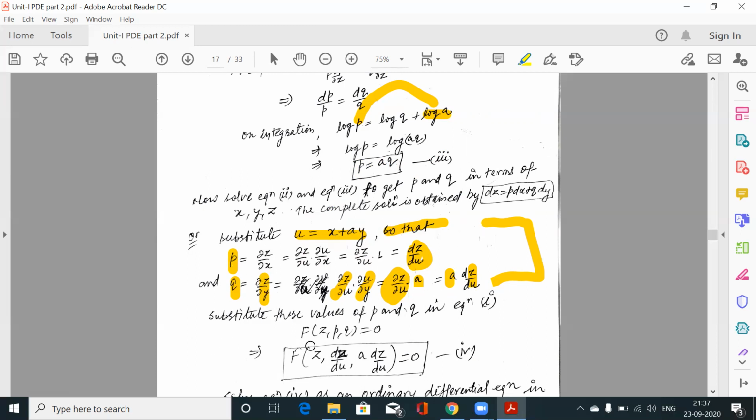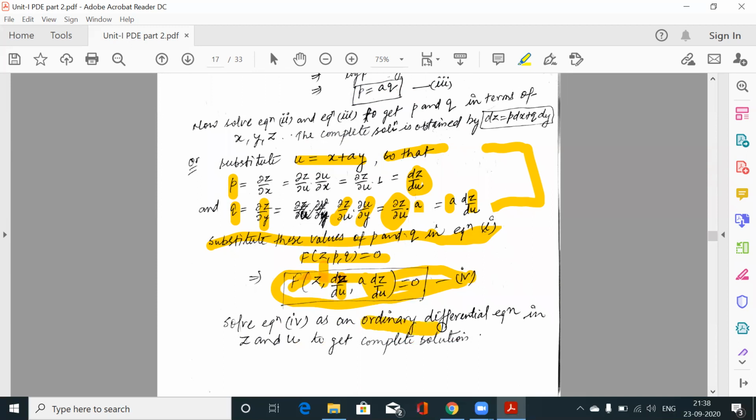Now what you have to do is substitute these values of p and q in equation 1, the given differential equation, which is f of z, p, q is equal to 0. So f of z is z, p is dz over du, q is a dz over du. Now this is one differential equation, which is what? This is an ordinary differential equation. Initially it was del z over del x, del z over del y, so this was a partial differential equation. But now this is an ordinary differential equation, because it contains z and the ordinary derivative dz over du. So we know how to solve an ordinary differential equation.